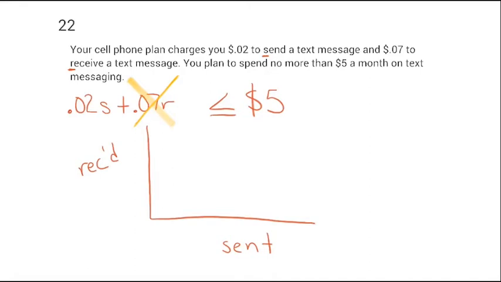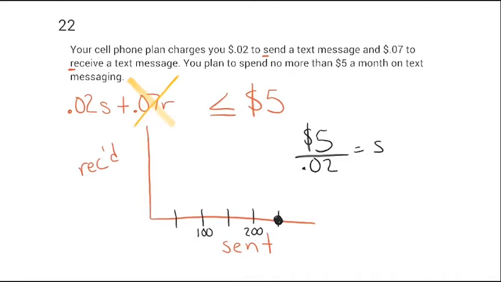So if you take 5 and divide it by 0.02, I get 250. So my x-intercept is going to be 250. 50, 100, 150, 200, and then 250. So I got that by doing $5 divided by 0.02, and that is equal to my S.